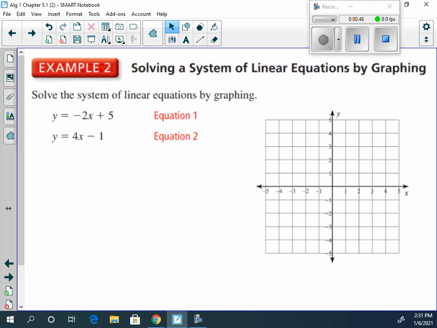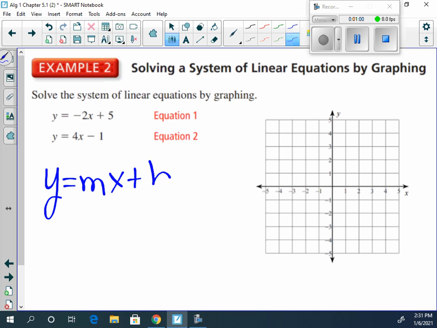Can we look at this here? We're given equations and we're given a graph. So what we need to do is graph the two equations. Both of these equations are in the form y equals mx plus b, where m is the slope, our rise over run, and b is the y-intercept. So we have our slope and y-intercept, and we're going to use those to graph the equations of the line.